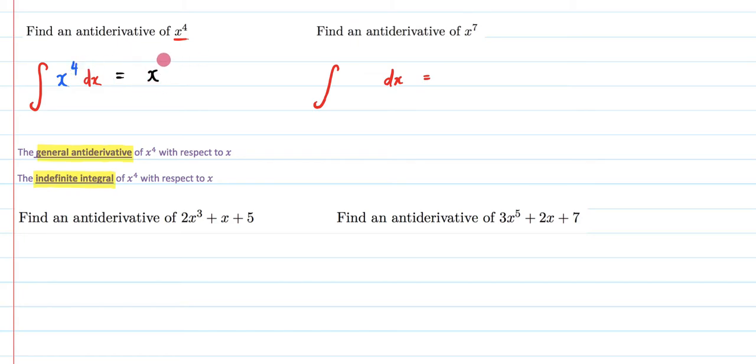So if I have 4, it's going to become 5. And then I'm going to divide by that new power. So that right there is going to be my answer. Let's come to the next one here.